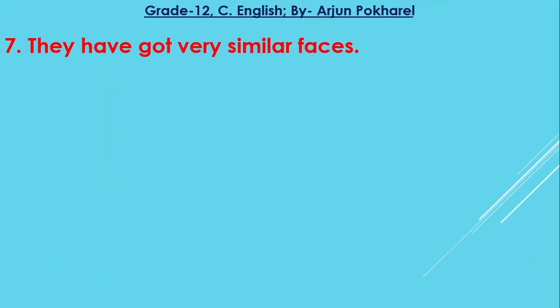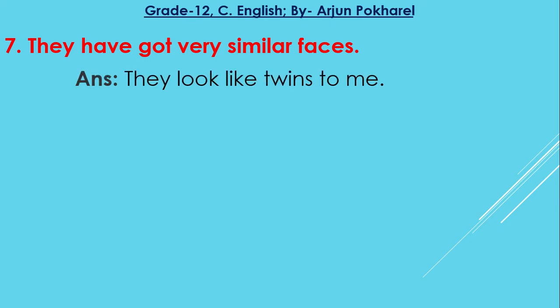In this way. And the next one is, "They have got very similar faces." Who have got very similar faces? Maybe brothers, maybe sisters, maybe twins, maybe a father and son, father and daughter, or mother and daughter. In this way you can give your answer: "They look like twins to me."